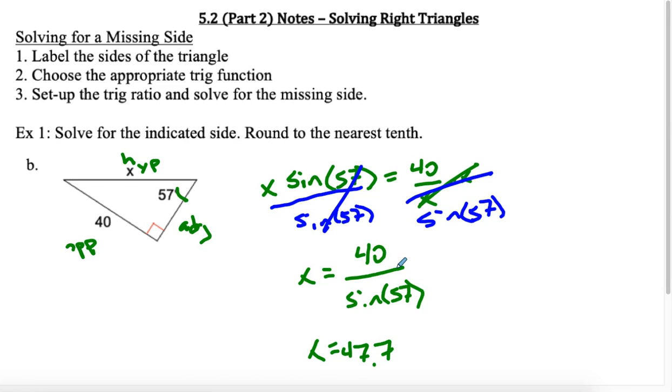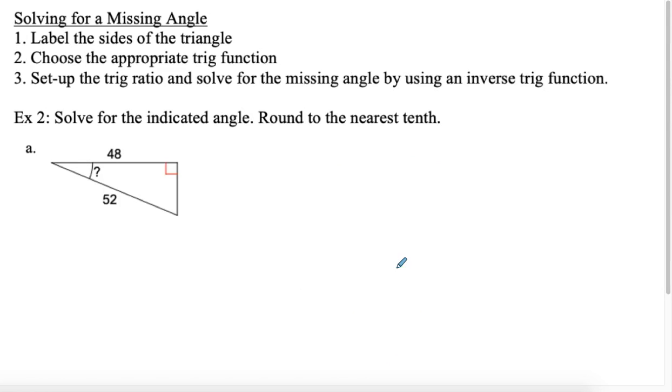Okay, so now let's take a look at solving for a missing angle. It's pretty similar, except we're going to have to use an inverse trig function here. We want to start out the exact same way. We want to label the sides with respect to the angle. So with respect to this angle that we want to solve for, this is the opposite side, this is the adjacent side, and this is the hypotenuse.